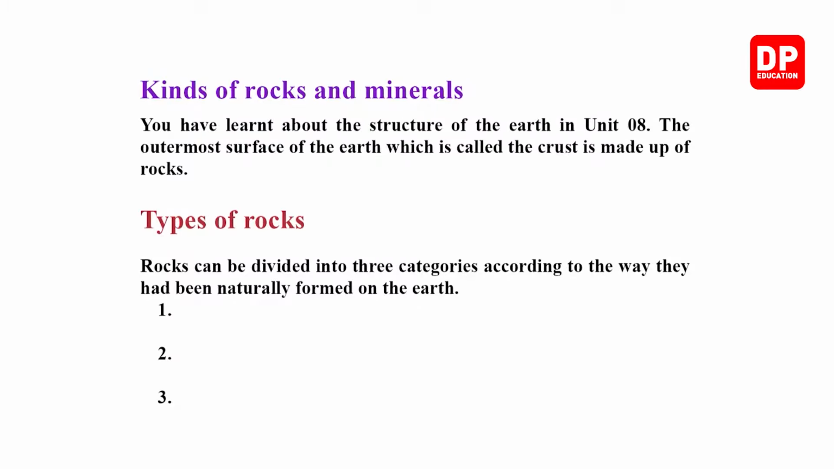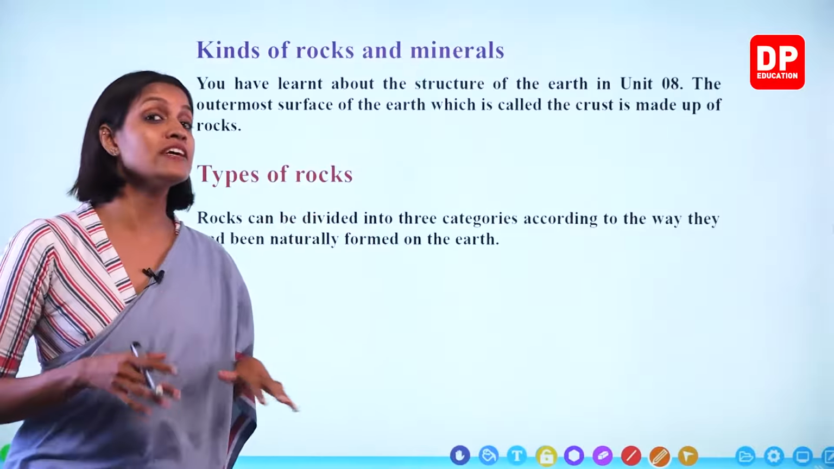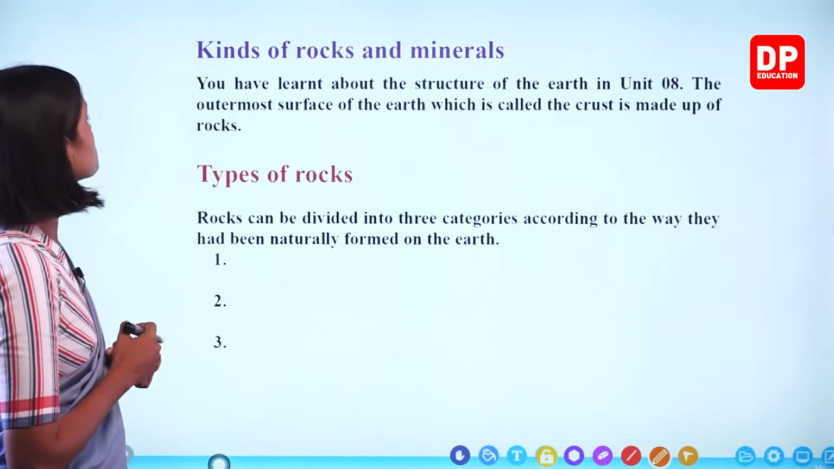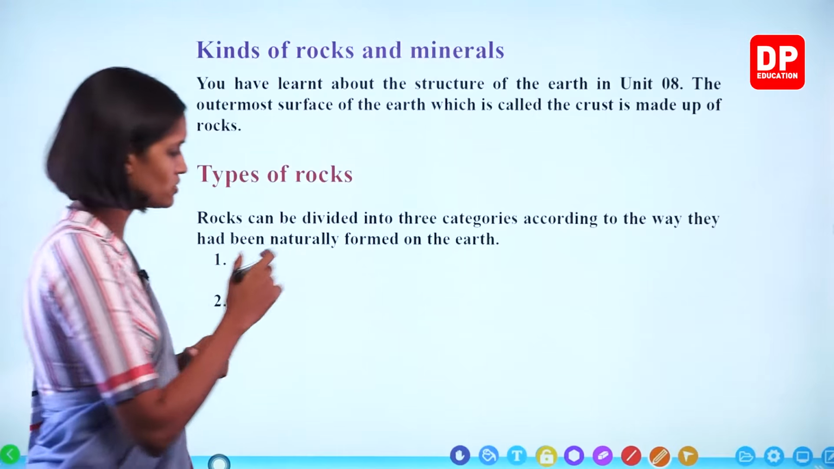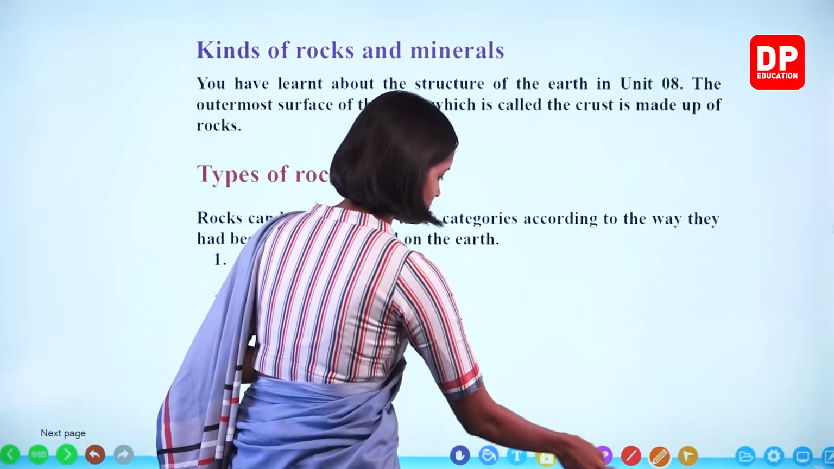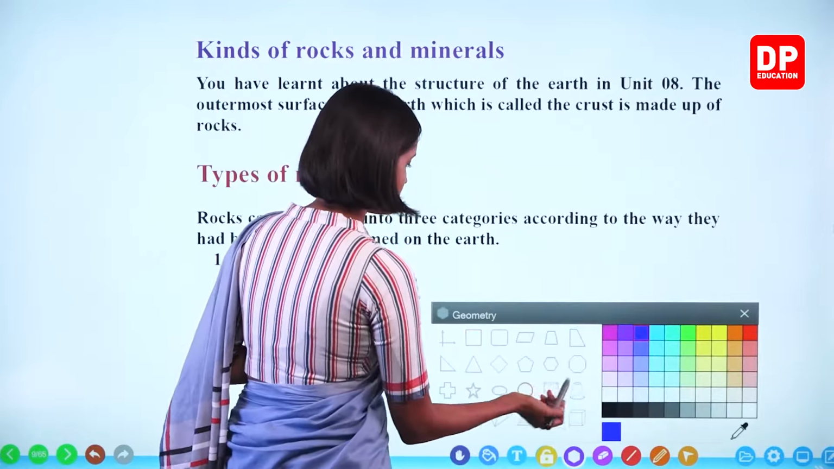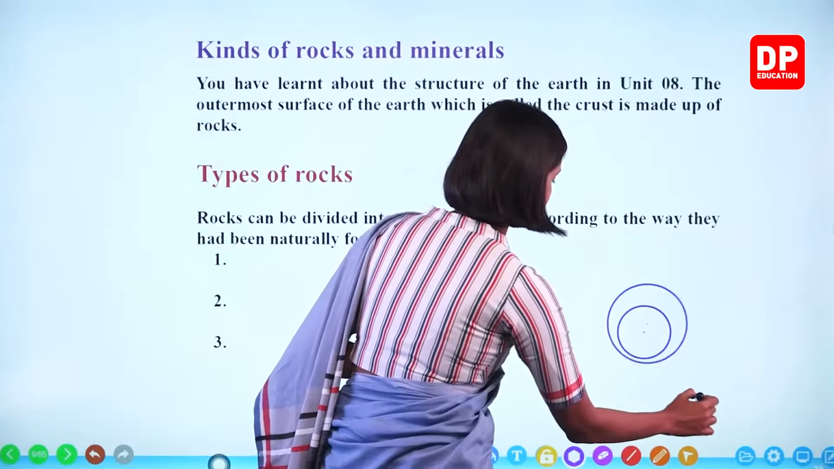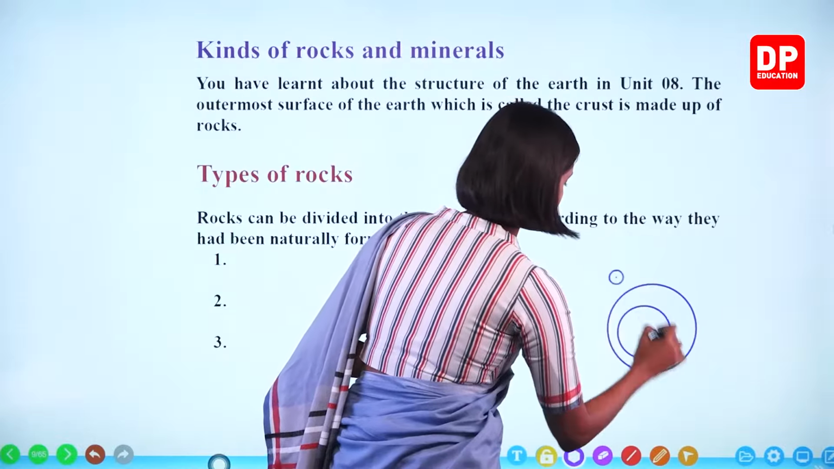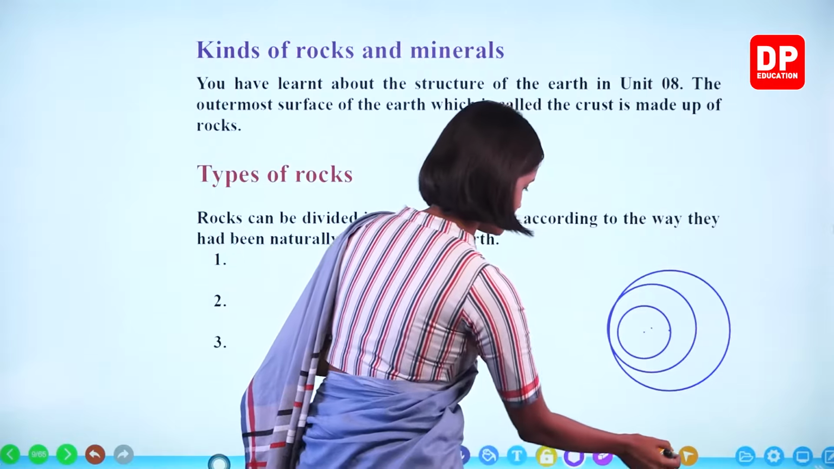Okay. So kinds of rocks and minerals. We are going to learn different types of rocks and minerals under this topic. So you have learnt about the structure of the earth in unit 8. About 3 layers we learnt. The outermost surface of the earth, which is called the crust, is made up of rocks. Do you remember what were the layers we learnt, children? So we learned there are 3 layers.